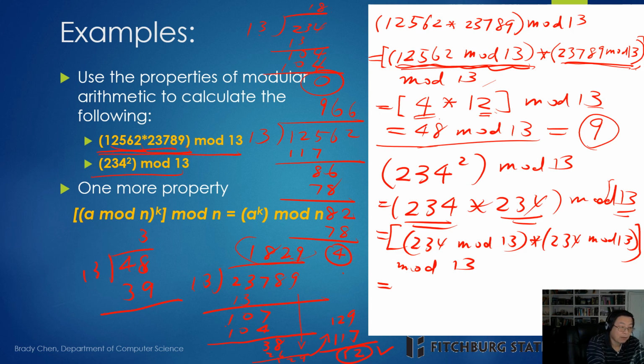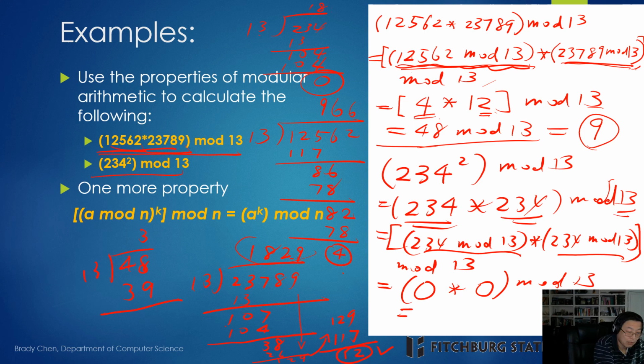234 divided by 13, we got remainder 0. So this is 0. Times, this is the same, right? 0 mod 13. What's the result? 0, right? It's pretty simple. So in this problem, we save a lot of time because we don't have to calculate 234 squared. Once we calculate it, it's going to take a lot of time, and then with the result mod 13, we eventually get 0. So this is good.